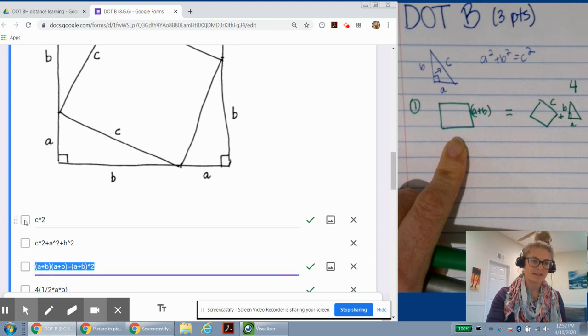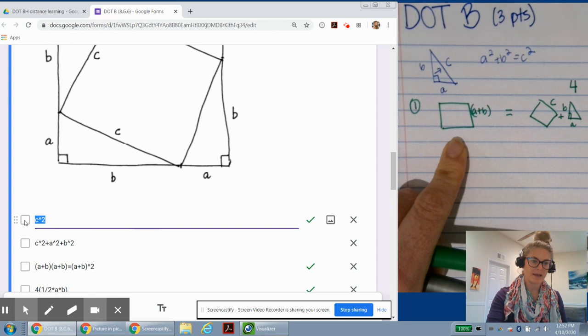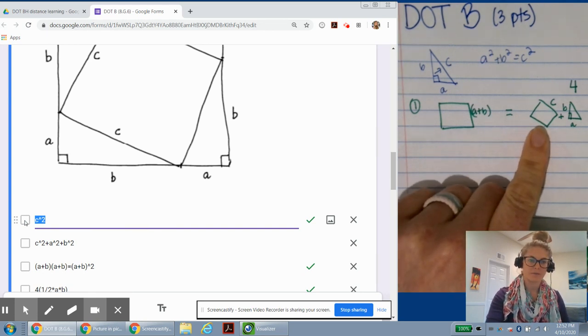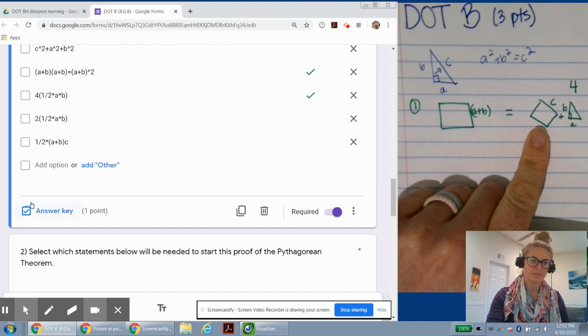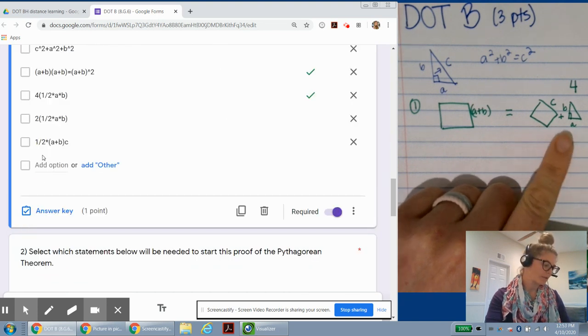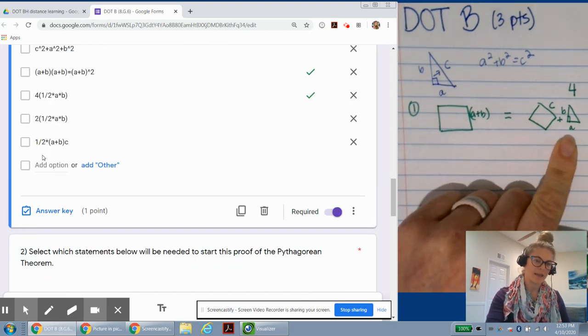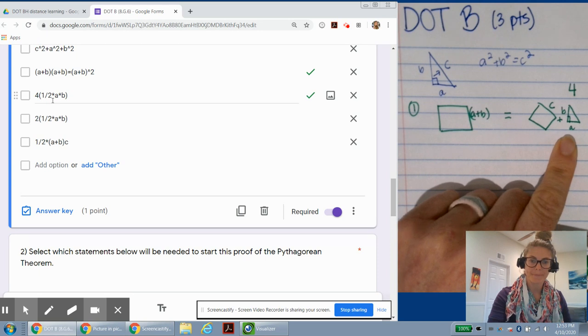I'm going to be using C squared because that is the area of this square. And I'm also going to be using 1/2 times A times B, and there's going to be 4 of them. So I'm going to be using this statement as well.